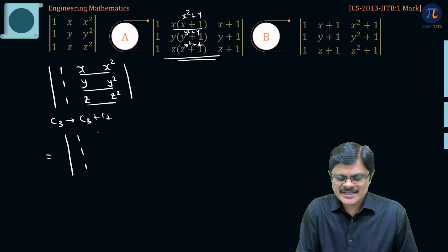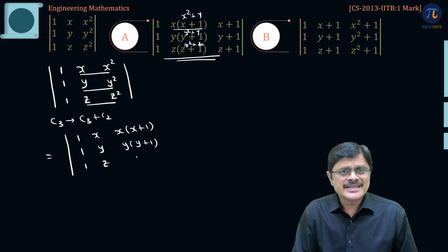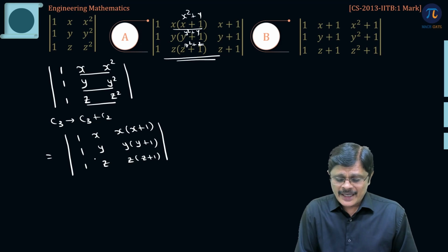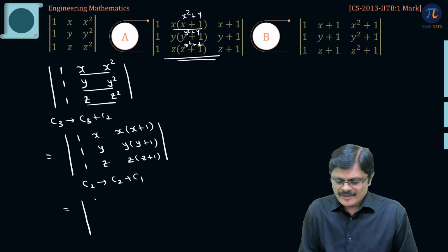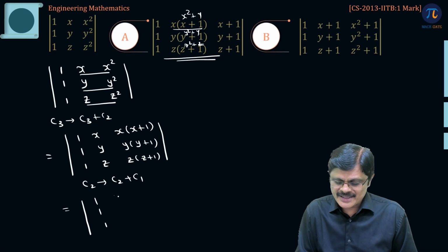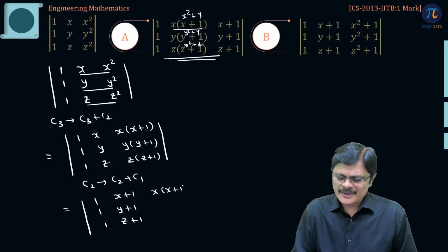So the first column remains as it is, the second column remains as it is, and the third column is x square plus x, which I can write as x into x plus 1, y square plus y, which I can write as y into y plus 1, z square plus z, which I can write as z into z plus 1. Now again, column 2 becomes column 2 plus column 1. The first column remains the same, but the second column changes to x plus 1, y plus 1, z plus 1, and this is x into x plus 1, y into y plus 1, z into z plus 1.